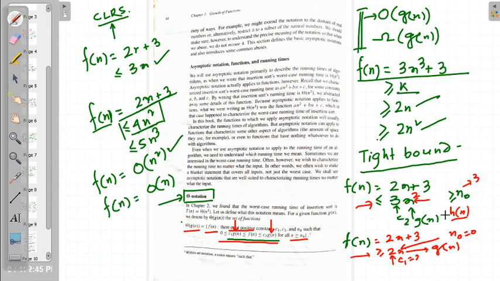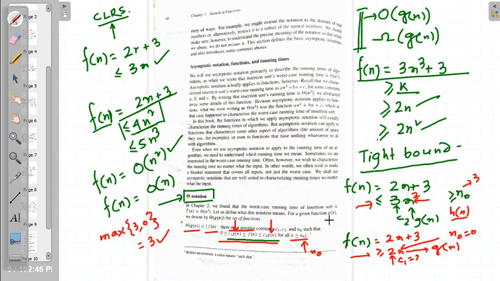Okay, so now whichever is the maximum, the maximum of this 3 and 0, I have to take 3. So n naught value will be equal to that. So here in our example, maybe this n naught value might be 3. Okay, so this is the theta notation.